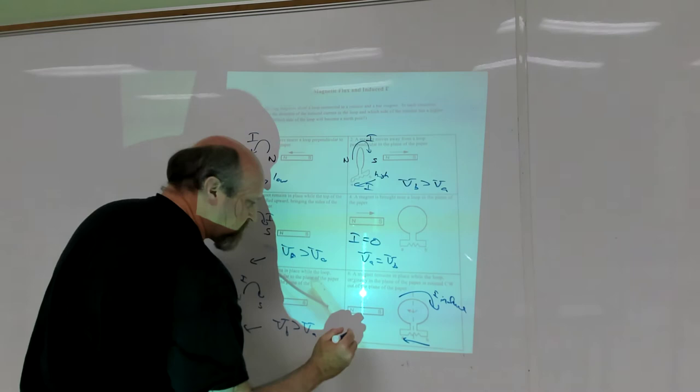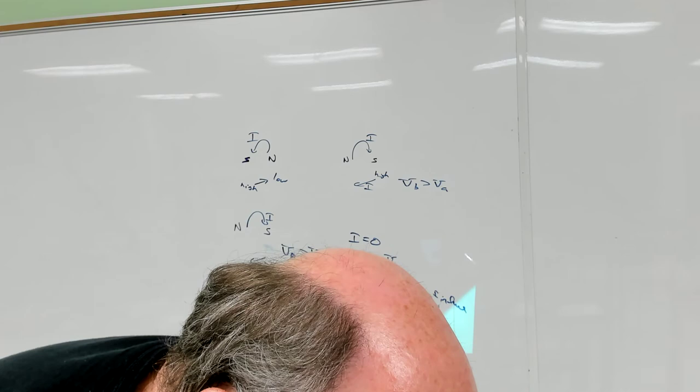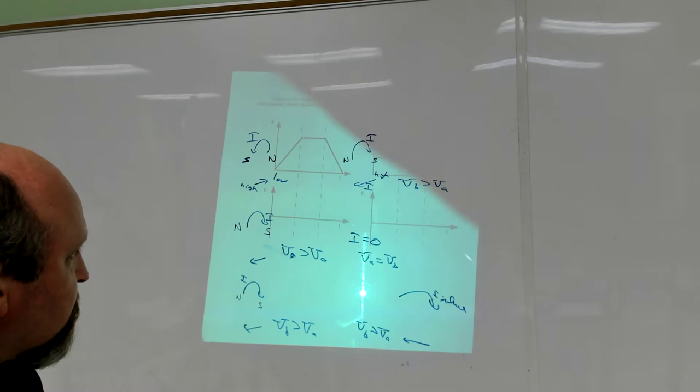The potential at B is greater than the potential at A. All right, that's that page. All right, which brings us to the third page of this whole directionality, all right, of fields and voltages and currents induced, right?